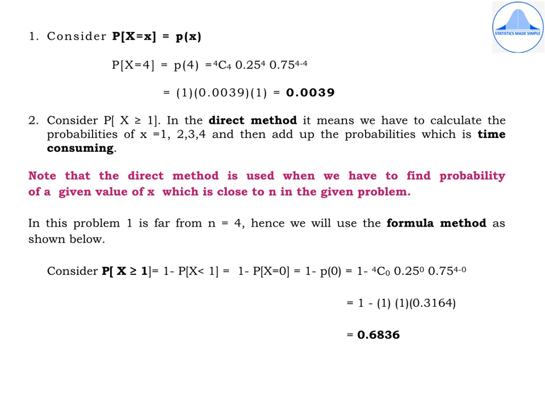Any number to the power 0 is also 1, and 0.75 to the power 4, taking 4 places after the decimal, after rounding off results in 0.3164. So the final answer for the second subdivision is 0.6836.